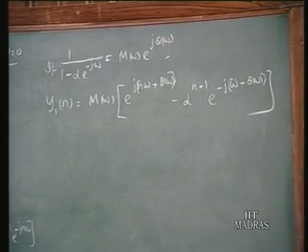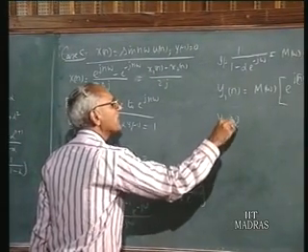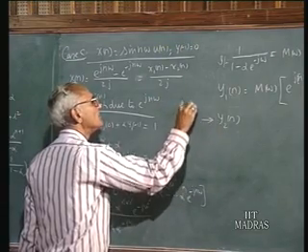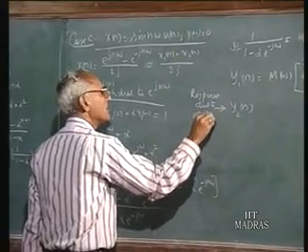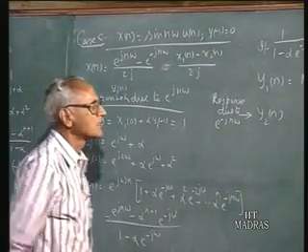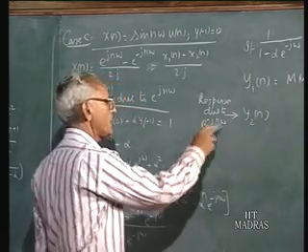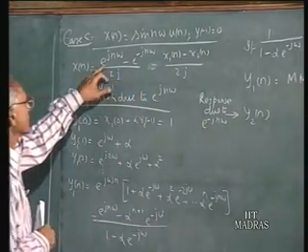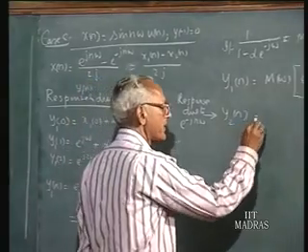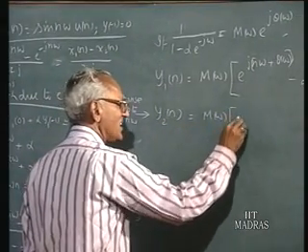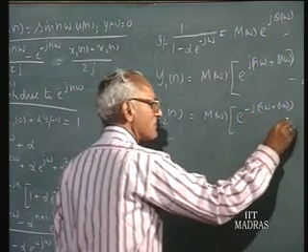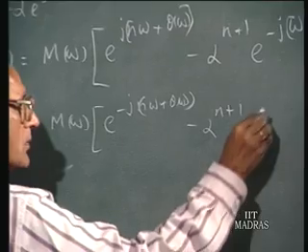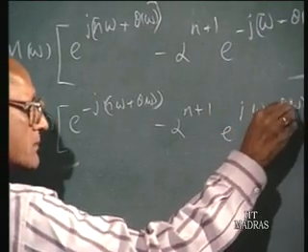Now, this is the response to e^{jnω}. If you calculate y2[n], which is the response due to e^{−jnω}, which is this other term, this will be the complex conjugate of this, because e^{−jnω} is the conjugate of e^{jnω}. So, this turns out to be M(ω) [e^{−j(nω + θ(ω))} − α^{n+1} e^{j(ω − θ(ω))}].